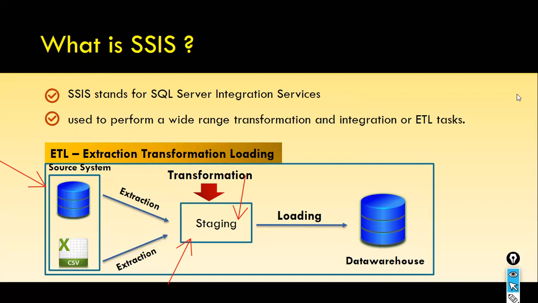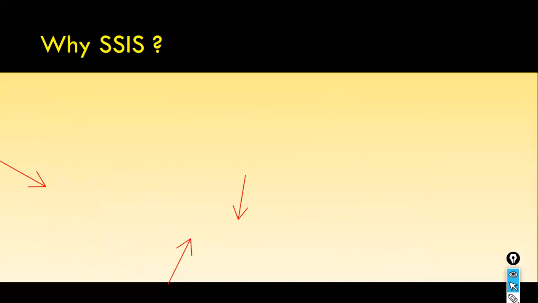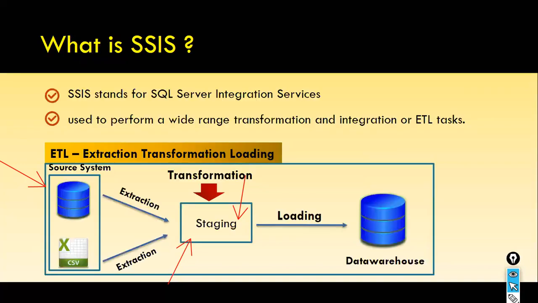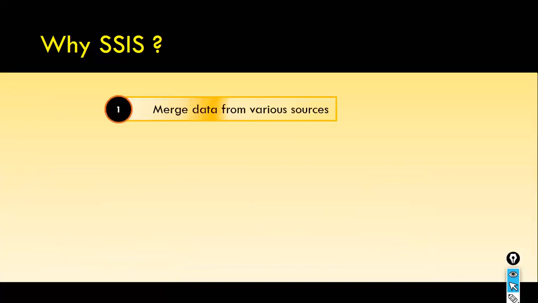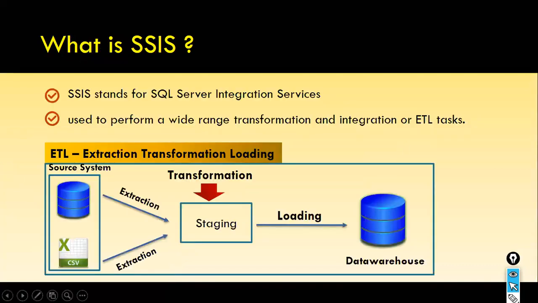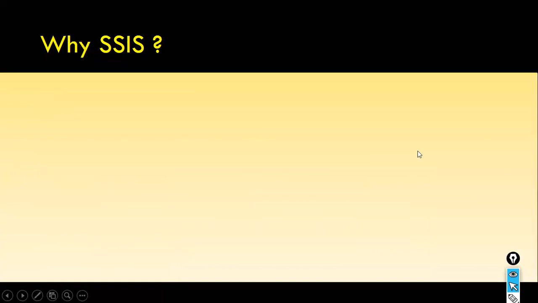In this session, we will limit our scope to SSIS. So to net it out, we use SSIS to perform the extraction, transformation, and loading tasks. Next, why SSIS? Why can't it be other tools? And what can we do with SSIS? With SSIS, as I said earlier, we perform extraction, loading, data transformation, everything you can do.